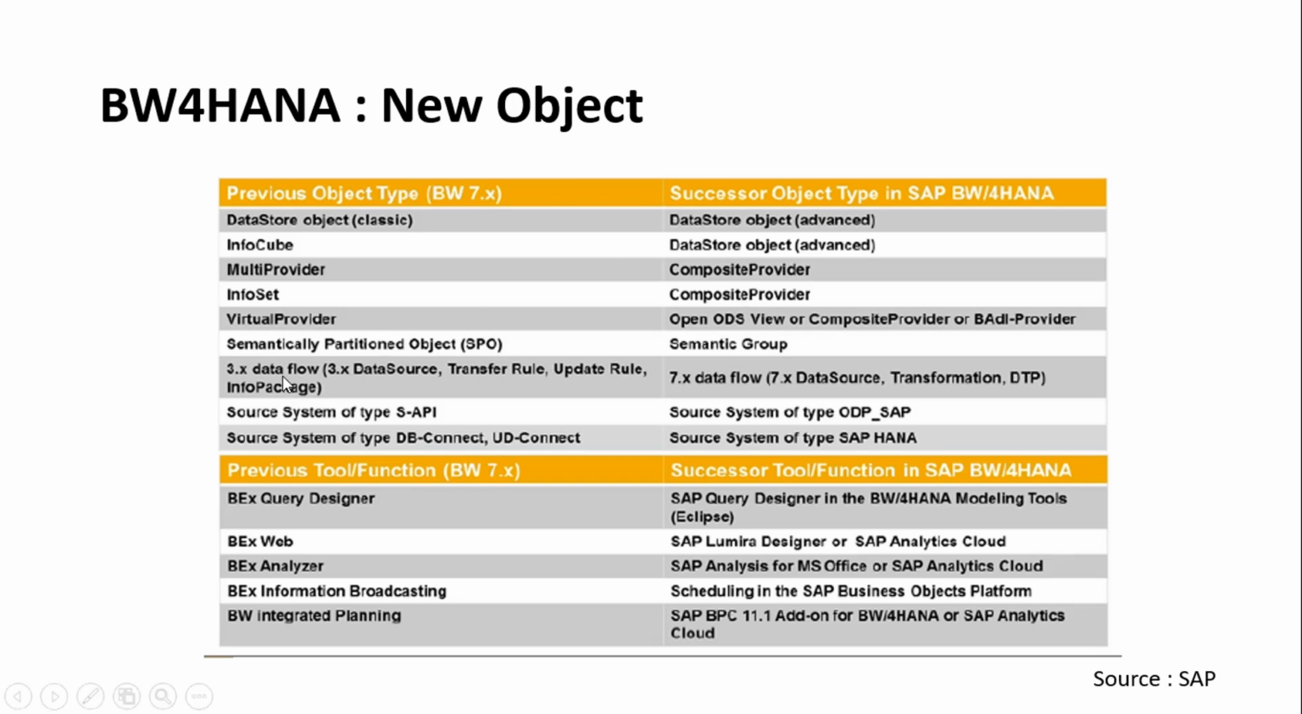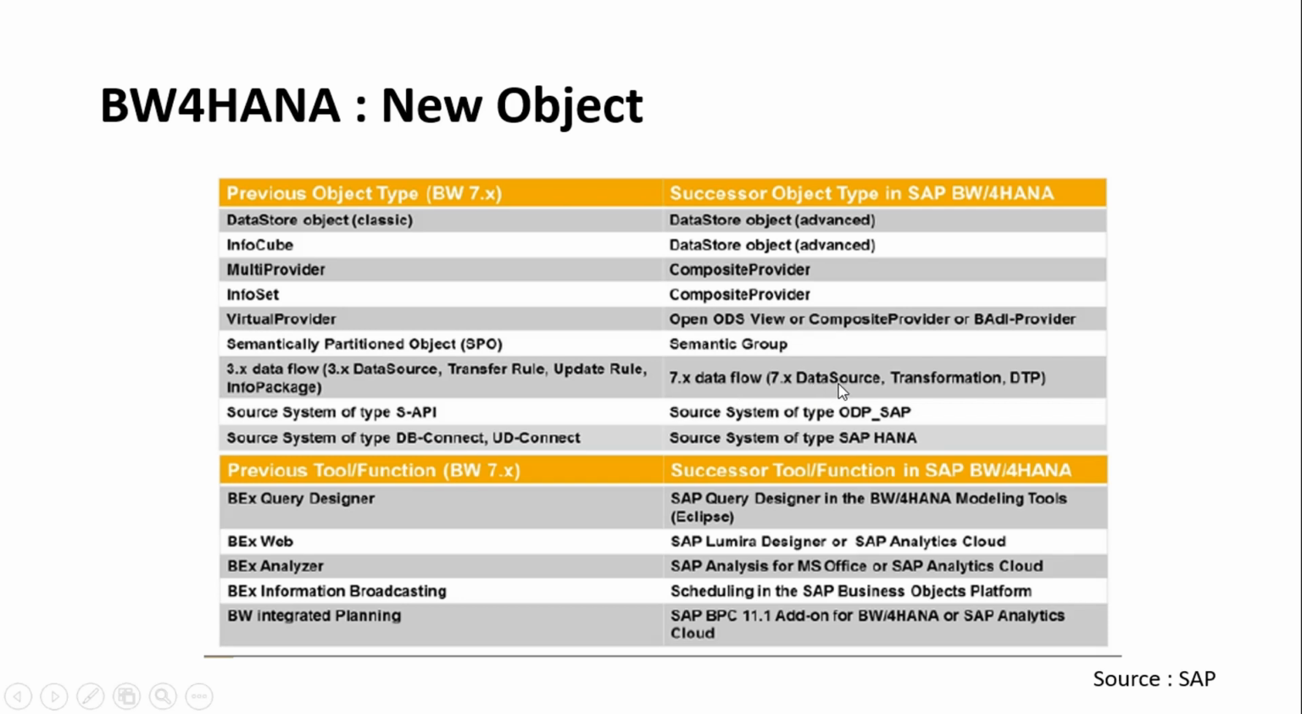We earlier had 3.x data flow, data sources, old data sources, transfer rule, update rule. If you have worked on the old system, you will know. InfoPackage we had in 7.0 as well. Now it has been moved. There is no PSA in BW4HANA. We have a new improved data flow. Data flow is where we will be building all our objects.